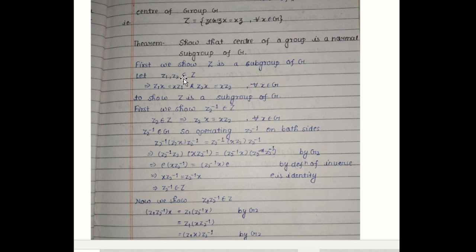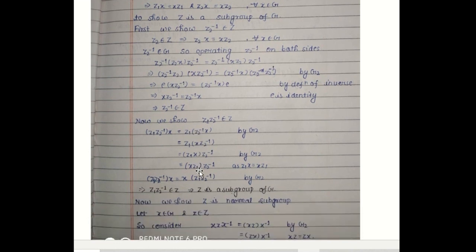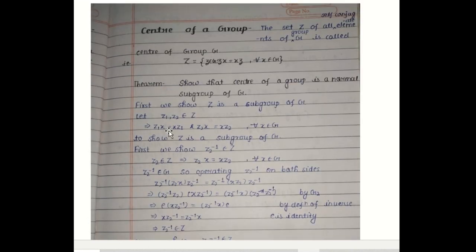So let Z1 and Z2 be any arbitrary elements of Z, and we know that to show some set H is a subgroup, we have to show a belongs to H, b belongs to H implies ab inverse belongs to H. So we are using Z1, Z2 belongs to capital Z, and we will show that Z1 Z2 inverse belongs to capital Z. That will be the theorem. So for this, Z1 and Z2 belong to capital Z.